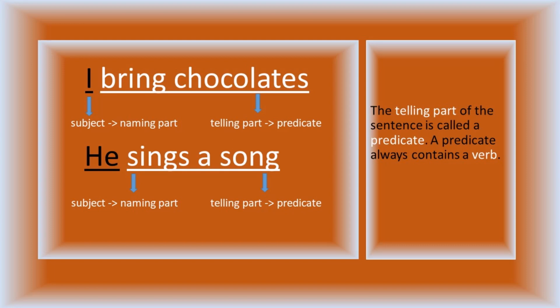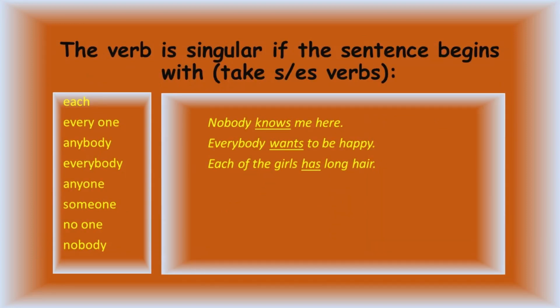One more thing to remember regarding subject-verb agreement is that if the sentence begins with each, everyone, anybody, everybody, anyone, someone, no one, and nobody, the verb will be singular. For example, nobody knows me here. Knows is a singular verb. Everybody wants to be happy. Wants is also a singular verb. Each of the girls has long hair. Is it clear?